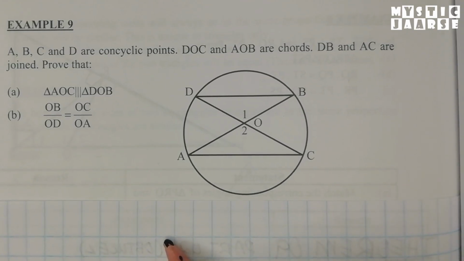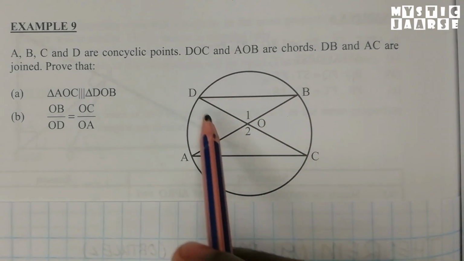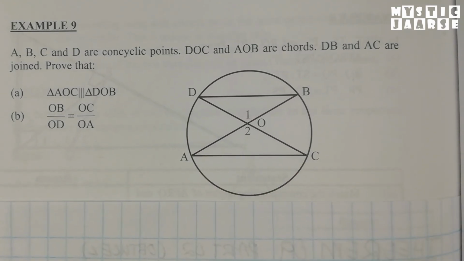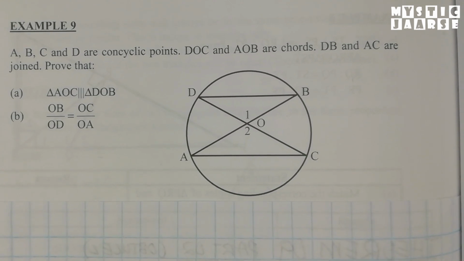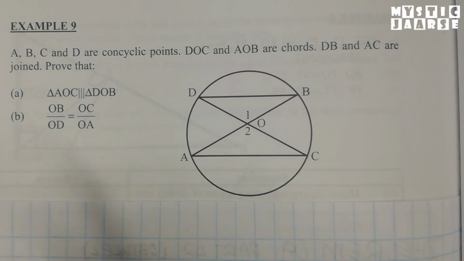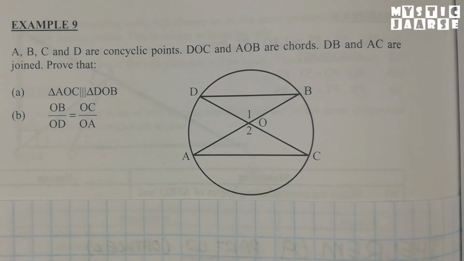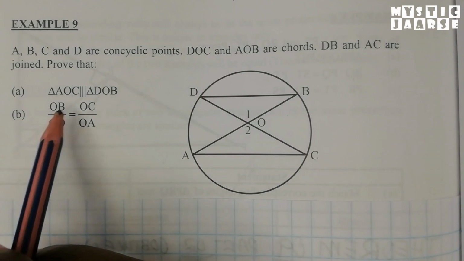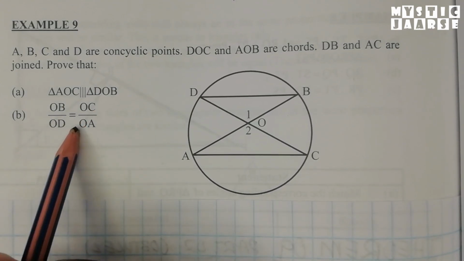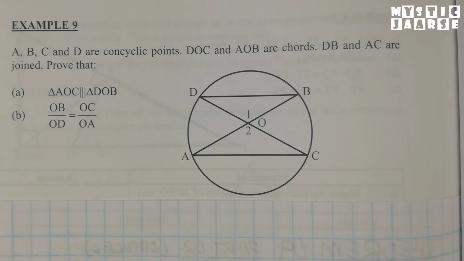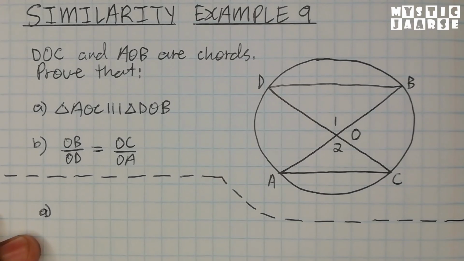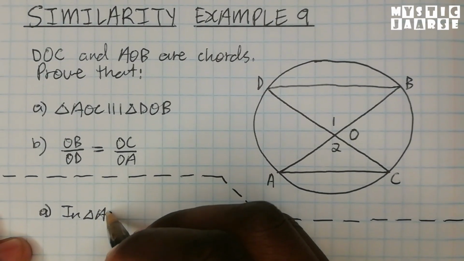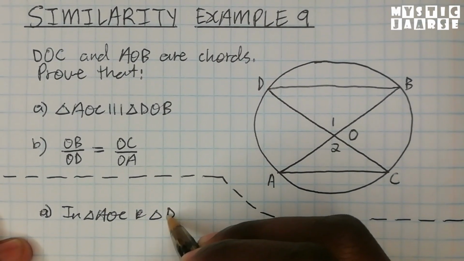We need to prove that all the three angles of this triangle are equal to the three corresponding angles of this triangle. So we only need 3 reasons to prove similarity. Then after proving that the two triangles are similar, that's only when we can prove that the ratio of the corresponding sides are in the same proportion, which is B. We are proving that triangle AOC is similar to triangle DOB. We say in triangle AOC and triangle DOB.